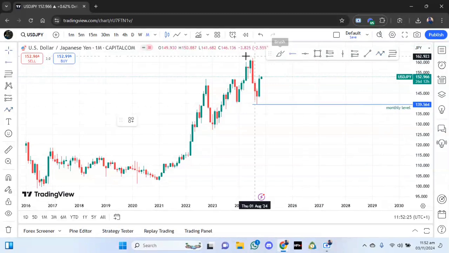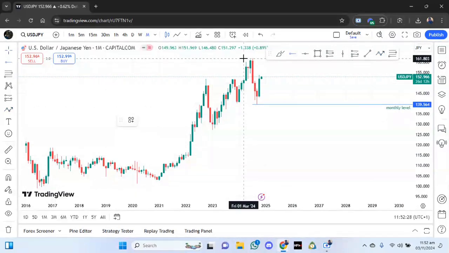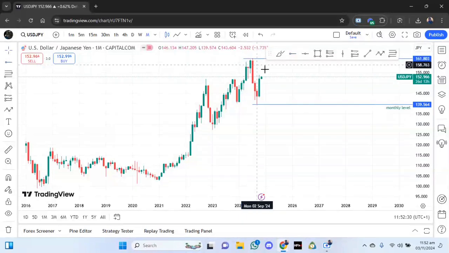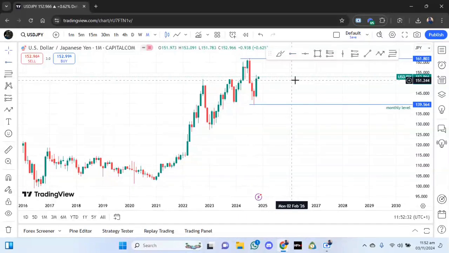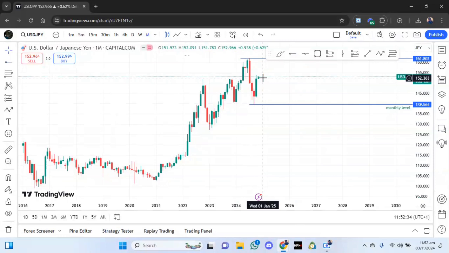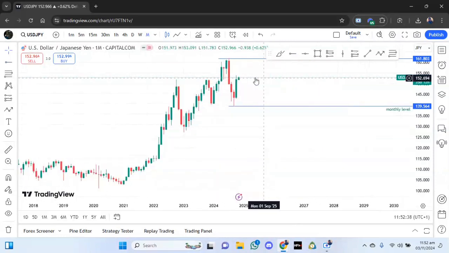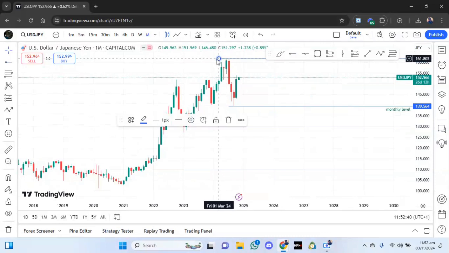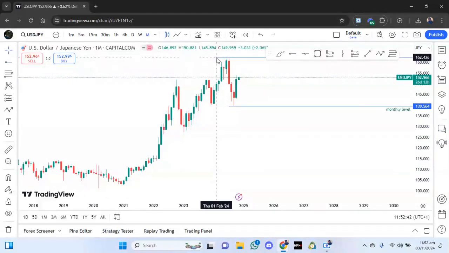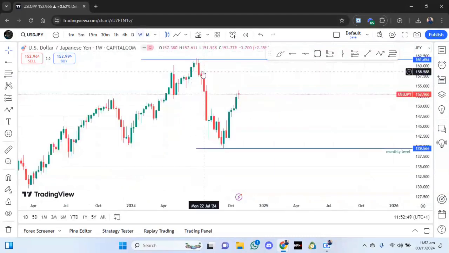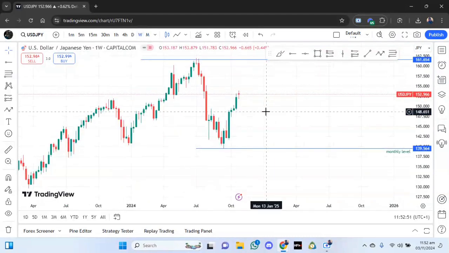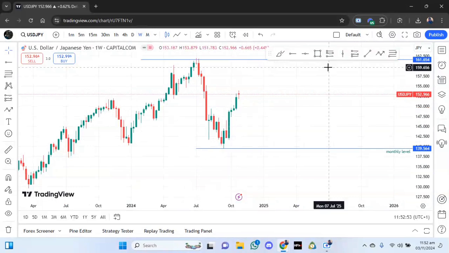Another level we are going to set is this high. That is 161.803. This is the high of USD JPY, as you can see on the monthly chart. So let's just arrange it properly. Then now we're going to go down to the weekly. Now on the weekly, this is a zone over here we should watch.